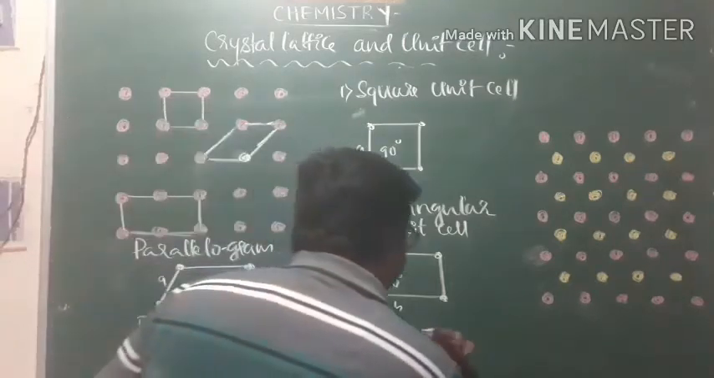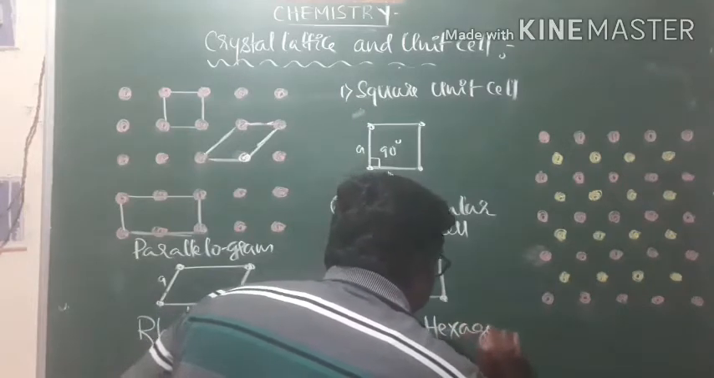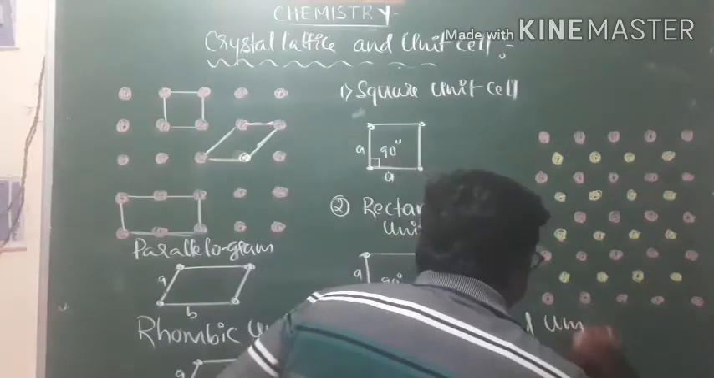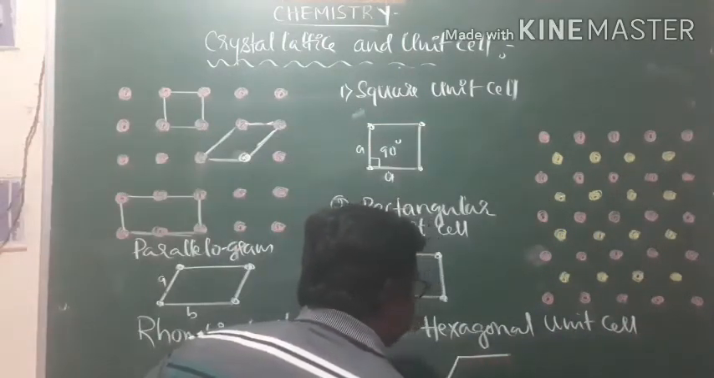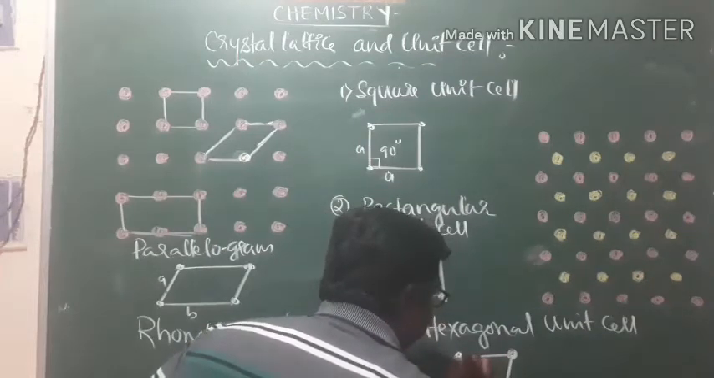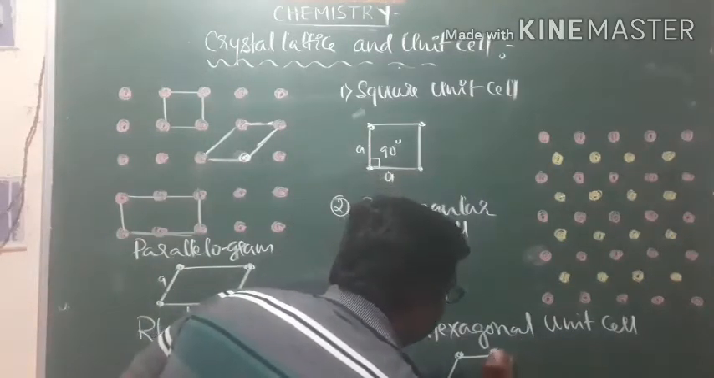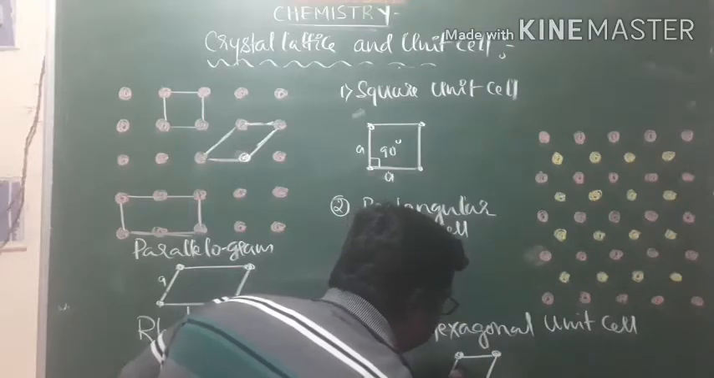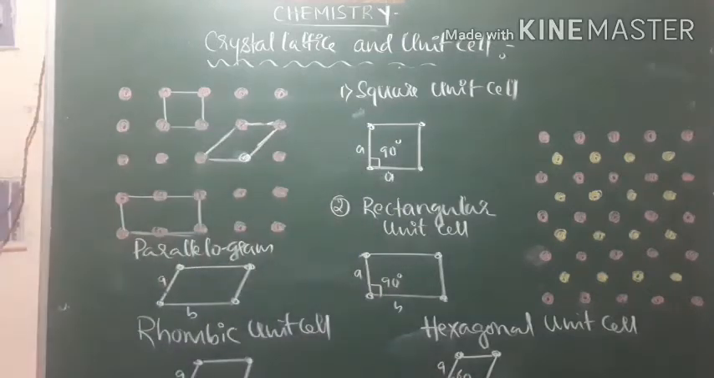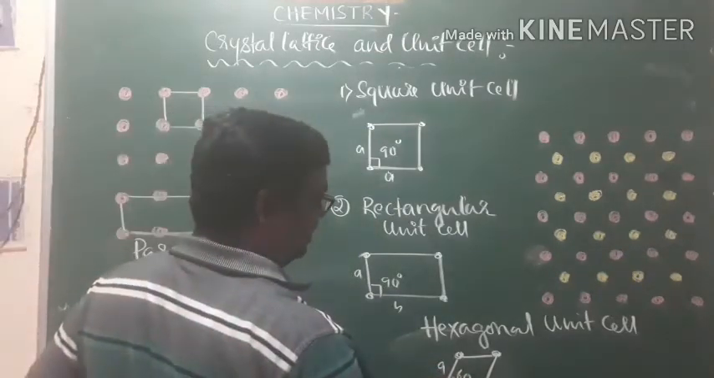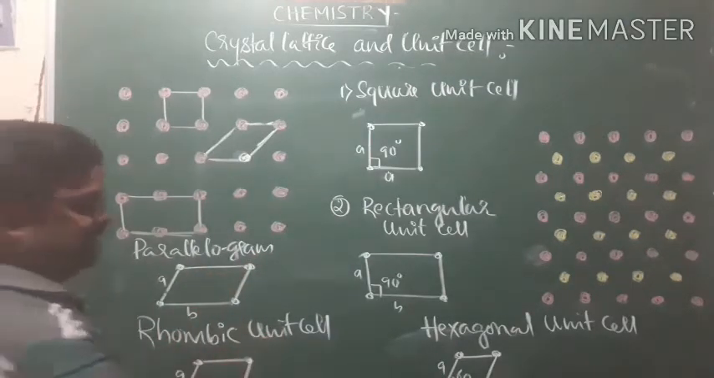Another possibility is the hexagonal unit cell. It will be of this type. Look at this. In the hexagonal unit cell, the angle will be 60 degrees, and both the sides have the same length. This side and this side have the same length. The angle will be 60 degrees. Compare the parallelogram unit cell, rhombic unit cell and hexagonal unit cell.